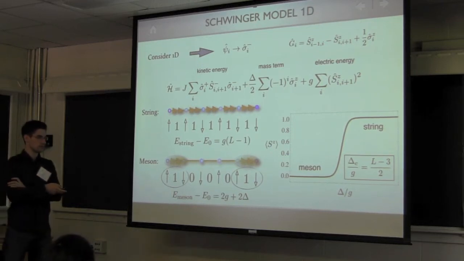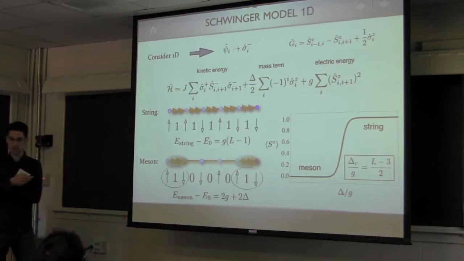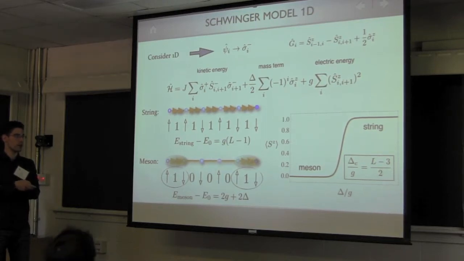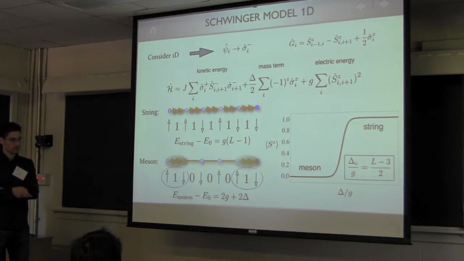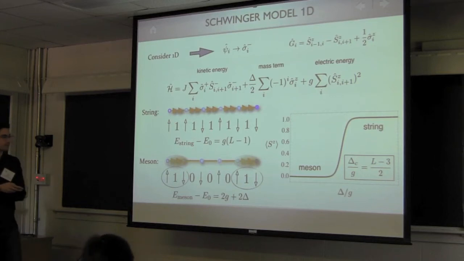Good, so when delta over g is small, there is an order parameter that characterizes my transition, which is precisely the z component of the link. So if I measure the spin component of this link operator, and if I measure zero, I will be in the meson phase. Instead, if I measure one, I will be in the string phase. And the critical value is given by this expression here. So this should be sharp for j equal to zero, and as j is finite, this should be smoother and smoother.